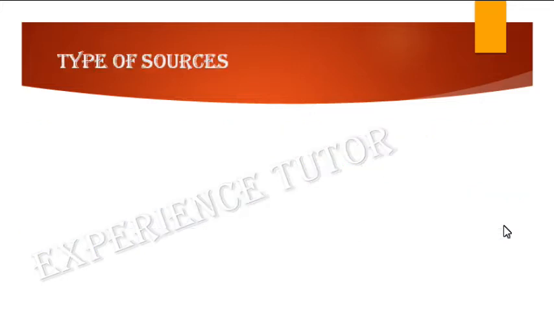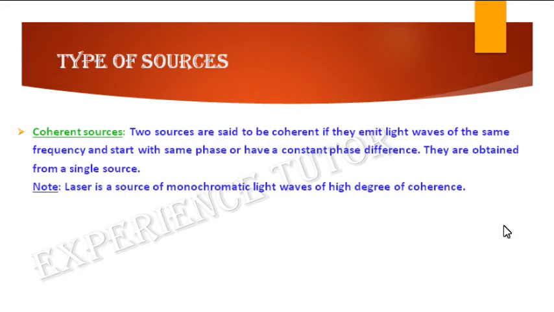So, after going through interference and diffraction, we have to know the different types of sources. In this slide, we are just going through the definitions. I will explain in more detail in the coming slides. So what are coherent sources? Basically there are two types of sources: coherent sources and incoherent sources.